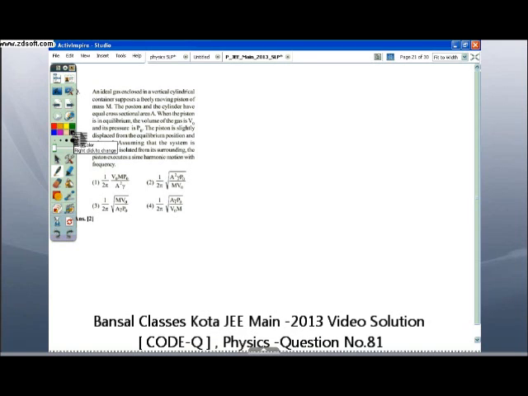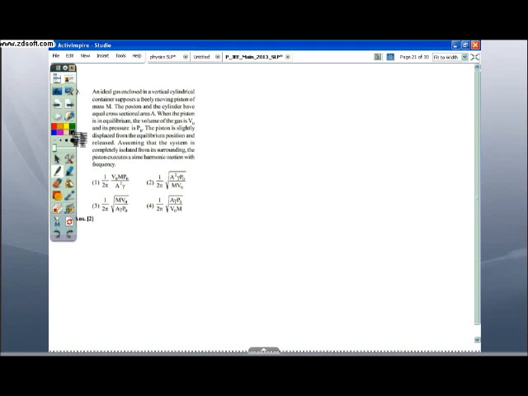Okay. The question number 81 in code Q is an ideal gas enclosed in a vertical cylinder supports a freely moving piston of mass m. The piston and the cylinder have equal cross-sectional area A. When the piston is in equilibrium, the volume of the gas is V0 and its pressure is P0. Piston is slightly displaced from the equilibrium position and released. Assume that the system is completely isolated from the surroundings. The piston executes simple harmonic motion with what frequency?